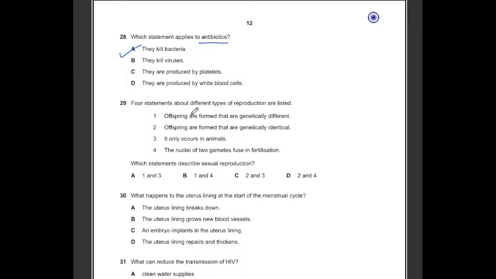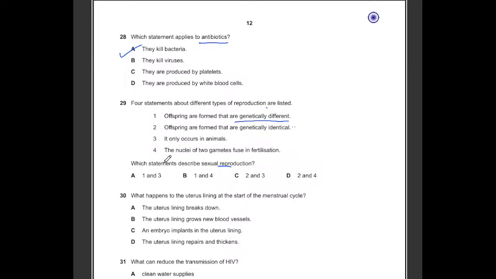Okay. Next, 4 statements about different types of reproduction are listed, and which statement describes sexual reproduction? Fine. Offspring are produced that are genetically different. Sexually, 2 different kinds of gametes are there, so of course here it is genetically different. Genetically identical is basically asexual reproduction. Papaya to papaya, mango like that, human being to human being, but variations will be there in human beings. Okay. Next one, it occurs in animals, and the nuclei of 2 gametes fuse in fertilization. Nuclei of 2 gametes fuse in fertilization. That's not the correct one.